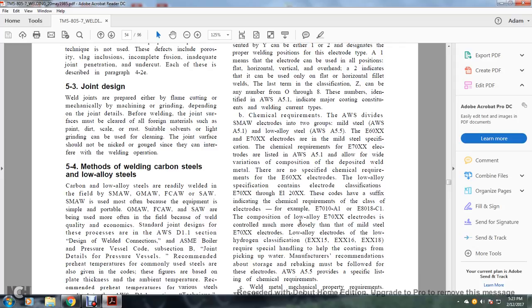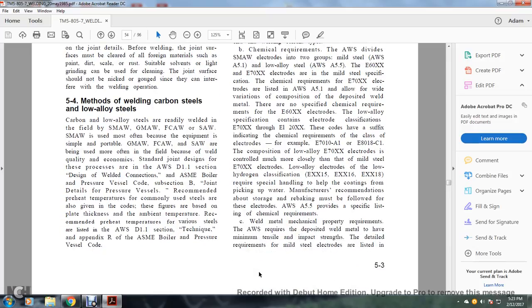These electrodes require special handling to keep the coating from picking up moisture. The manufacturer's recommendations for baking and storage should be followed for these electrodes. The American Welding Society A5.5 provides a specific listing of the chemical requirements.